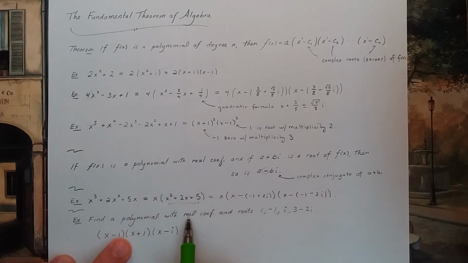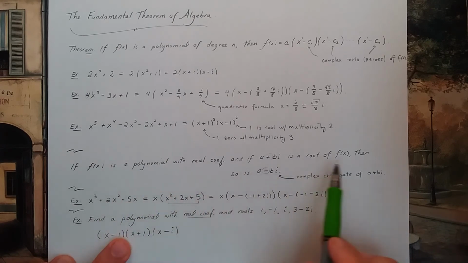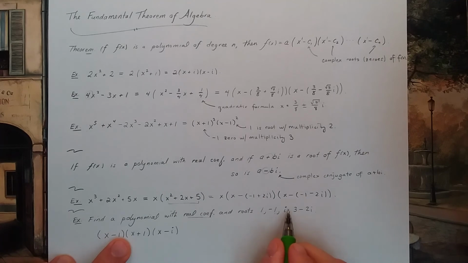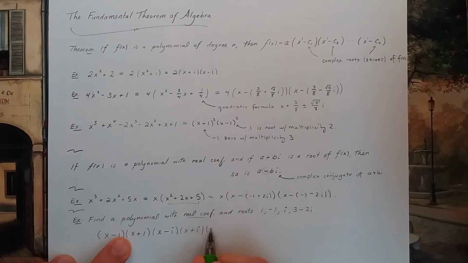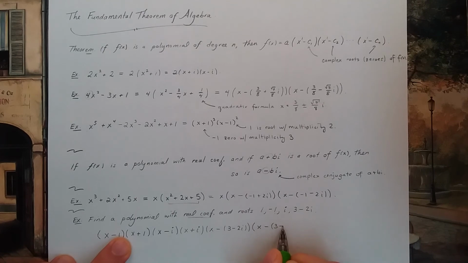Now, since I said I want a polynomial with real coefficients, this last observation points out that if I have i as a root, then I must also have negative i. So x plus i. Similarly, I'll have x minus 3 minus 2i times x minus 3 plus 2i. So these have to come in conjugate pairs.